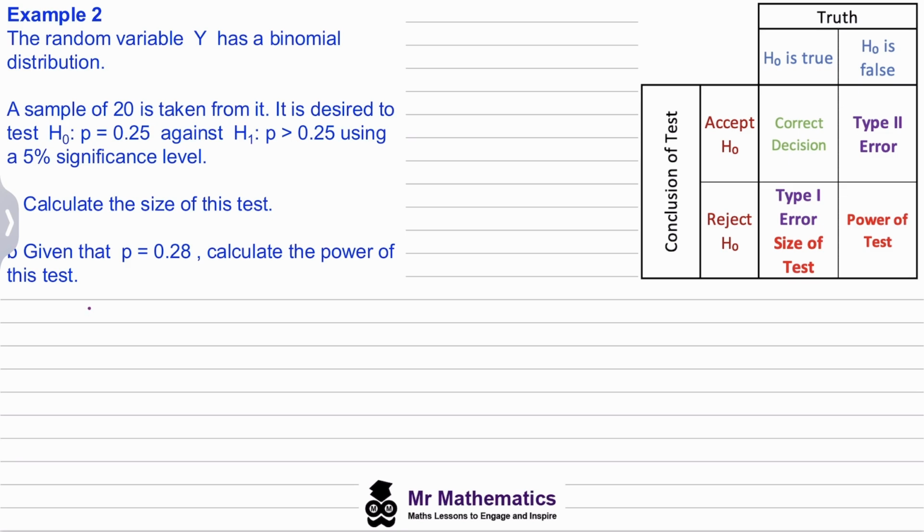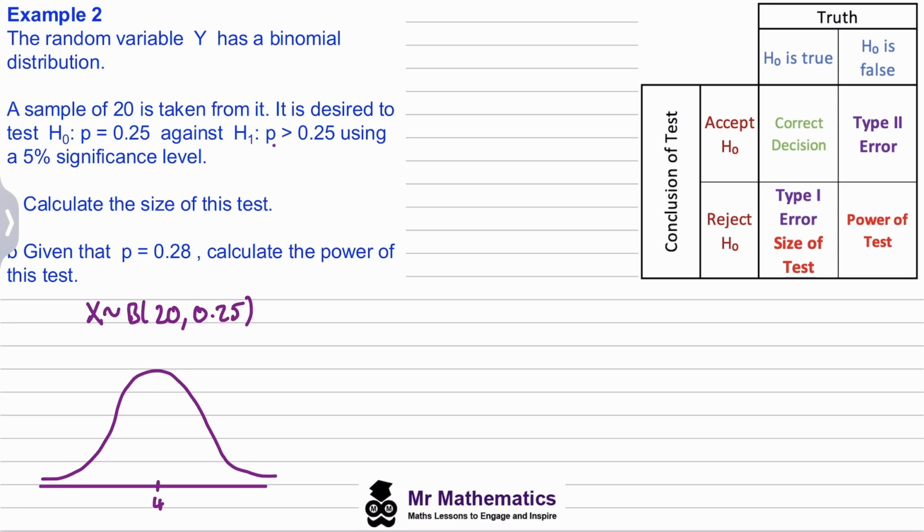We assume that X is distributed binomially with 20 trials and a probability of 0.25, and I'll sketch this distribution. We know the expected value will be at n times p, so this will be at 4. Because we're testing that p is greater than a quarter, we're looking at the tail to the right. This will have an area of the significance level, 0.05. So we need to find this critical value.